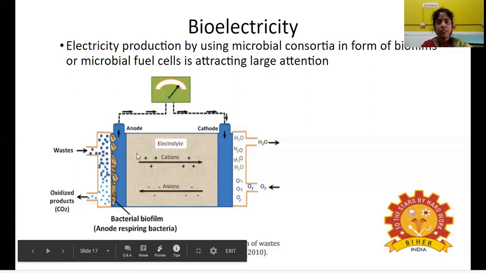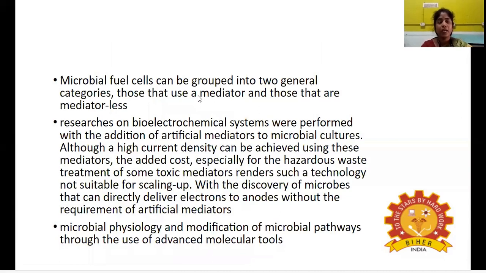So here this can be categorized into two categories. The first one is mediator, the second one is mediatorless. When we talk about a mediator, this will be acting as the substrate, so that the organisms present in the base can be motivated, or it will encourage the organisms to produce a large amount of electricity that can be used as a fuel.